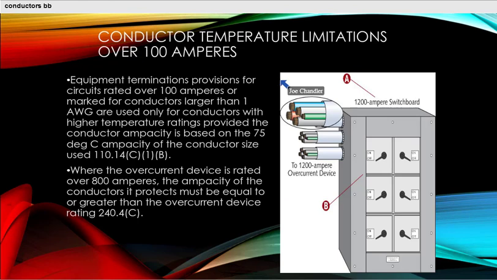Now let's look for terminations rated over 100 amps. Basically what this is telling us is whenever we're over 100 amps, then we have to determine it based on the 75 degree C column. I know some of y'all are thinking, well, what if I have 90 degree rated terminals? Well, those are really not readily available, not very common to see on any type of equipment. So most every terminal that you see is rated either 60 or 75 degree C.